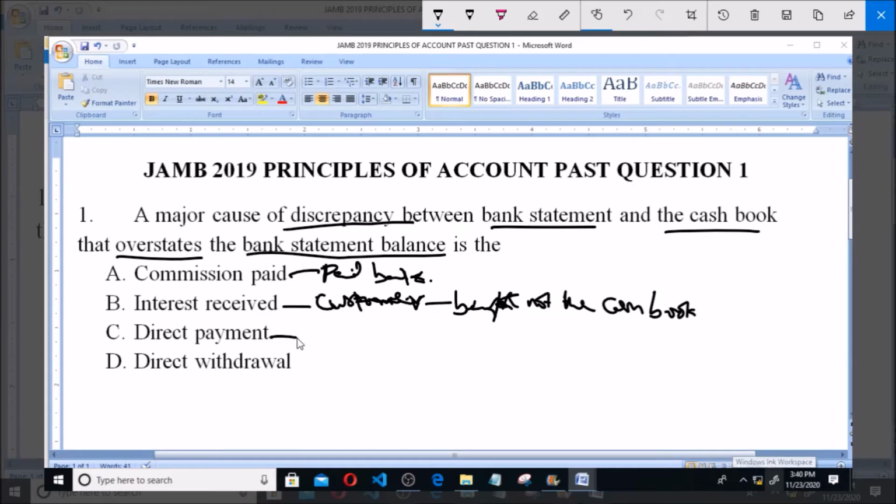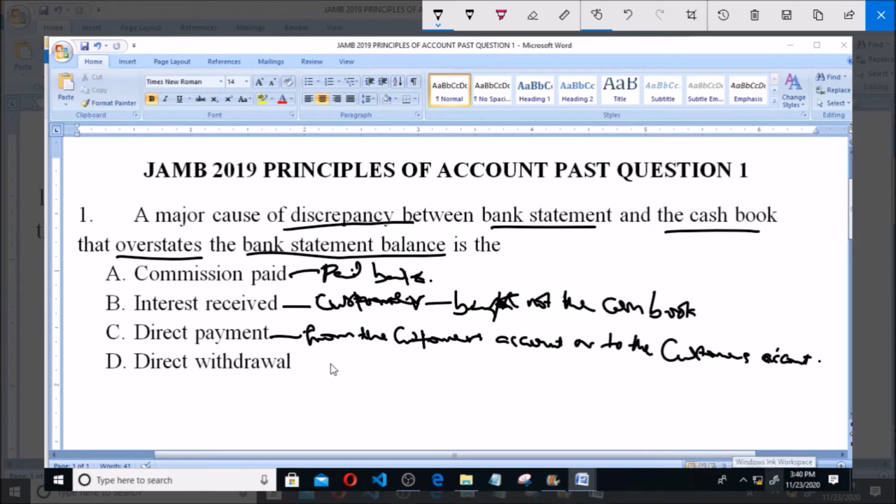Then direct payments. Direct payments is one of the causes of differences. Sometimes some payments are made directly from the customer's accounts, or into the customer's account.